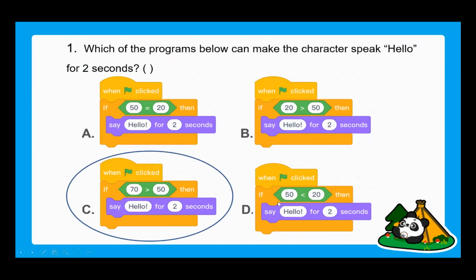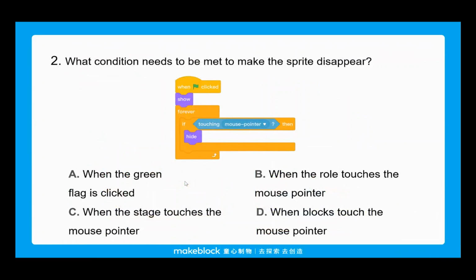If we go through these, if 50 equals 20, that won't work because 50 is not equal to 20. If 20 is greater than 50, that won't work because 20 is not greater than 50. And then same again here, if 50 is less than 20, that's not going to work because again, 50 is not less than 20. This was the only one that would work for that if-then statement with the conditional block. So the condition that was being set was if 70 is greater than 50, which is true. So that's what's going to get hello to say for 2 seconds. Again, hopefully that makes sense and we all got that one correct.